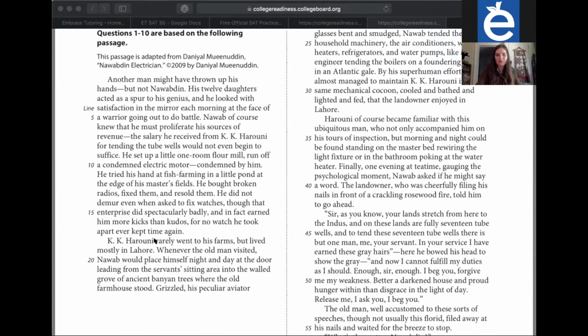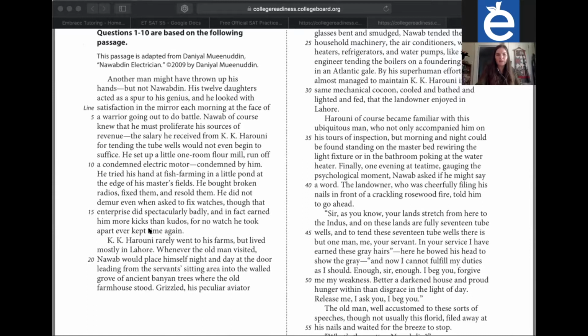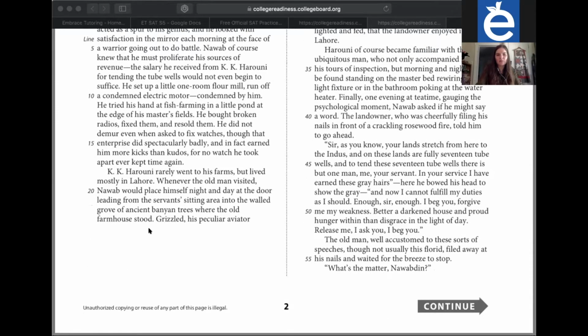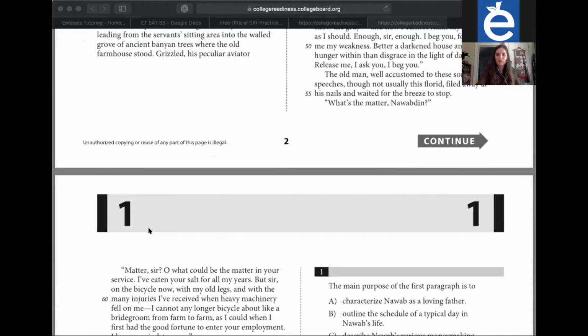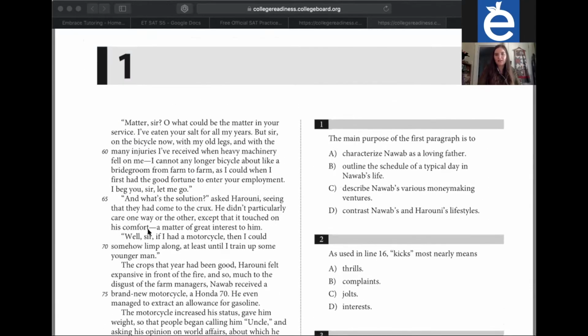So here, we kind of understand that he's a servant of sorts, or he works for Haruni, so we do get the impression that there is a little bit of a contrast there in terms of their lifestyles, but that's not what this question or the purpose of this paragraph is. The purpose of this paragraph is describing the ways in which Nalab is trying to earn money for his family. So does that make sense to everyone?